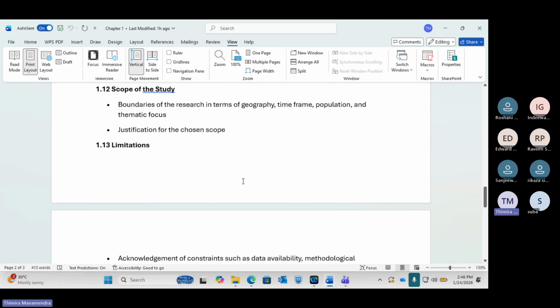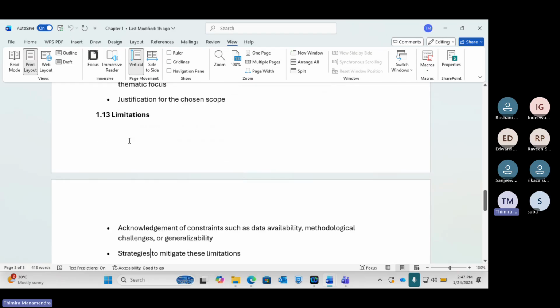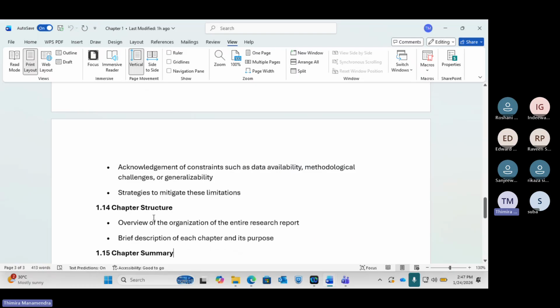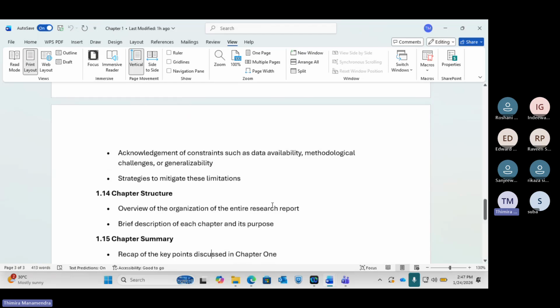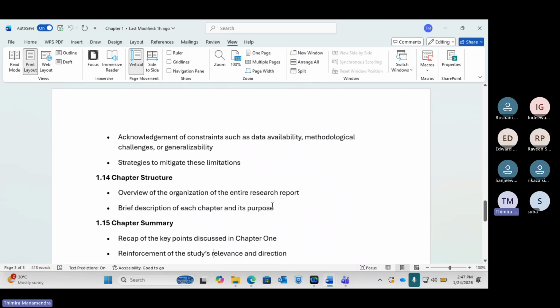Then the limitations. I think, except for a few, you guys have highlighted the limitations. Limitations in terms of collecting data, limitations in terms of creating your methodology, and also practical issues that you will face when it comes to data collection. Those are some of the limitations.